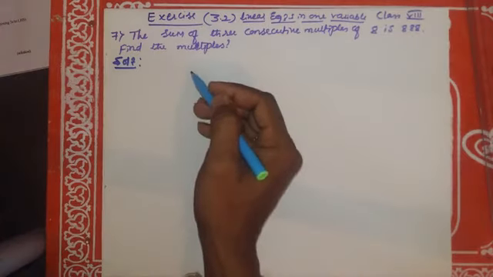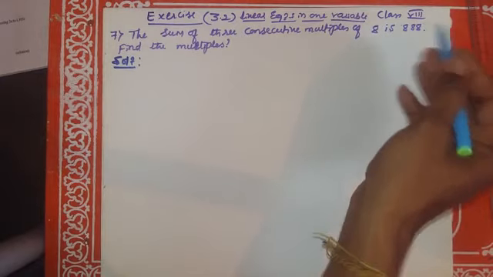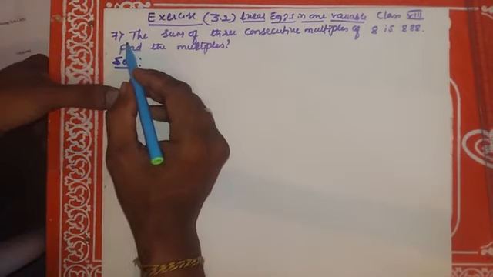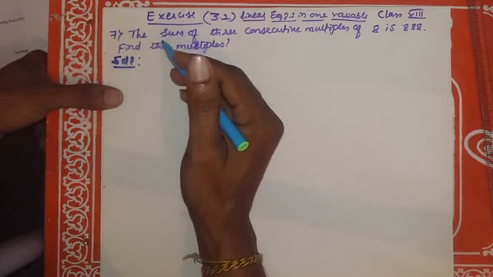Okay dear students, today in this class we will discuss exercise 3.2 on linear equations in one variable. This is of class 8th standard. Okay, seventh question we have. In an earlier class we have already discussed problems 1 to 6.